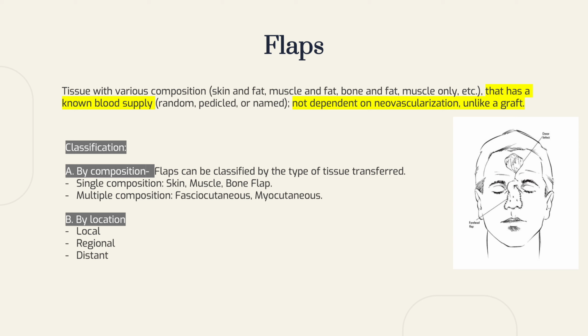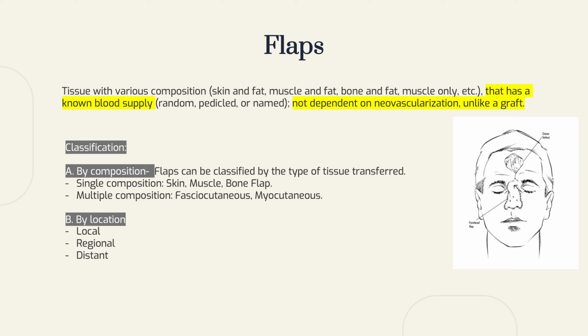So we divide the flaps into three main classifications, which is by the composition, or by the location, or by the vascular pattern. So when we talk about the composition, hence the name, you're dividing it based upon what the flap consists of. So you can have a single composition or multiple compositions. Single could be skin, muscle, and bone flap. Multiple compositions such as faciocutaneous, which is the fascia and the skin, or myocutaneous, which is the muscle and the skin. By location, we have three main types.